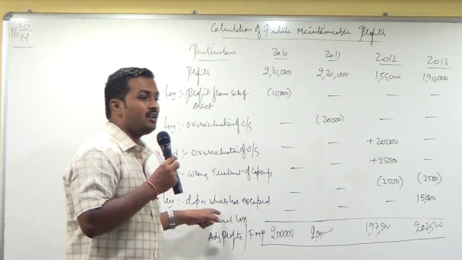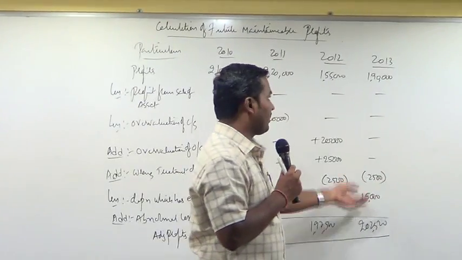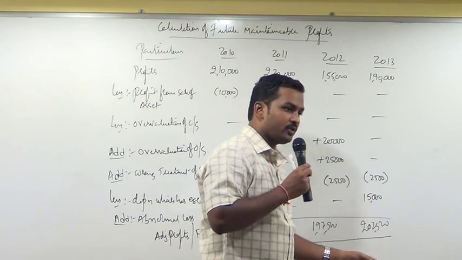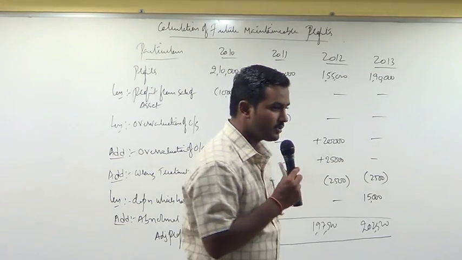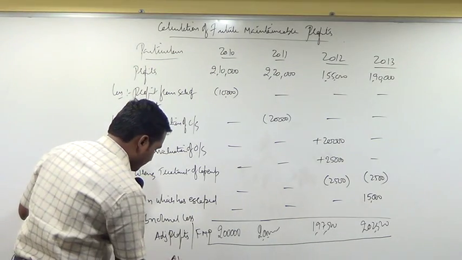In 2013, there was an abnormal loss which is not expected to recur in the future. Hence I have added that loss back to the profits to arrive at future maintainable profits. Now calculate the average.